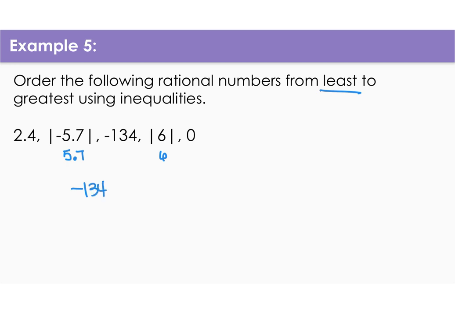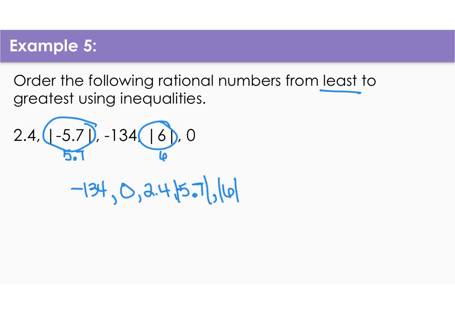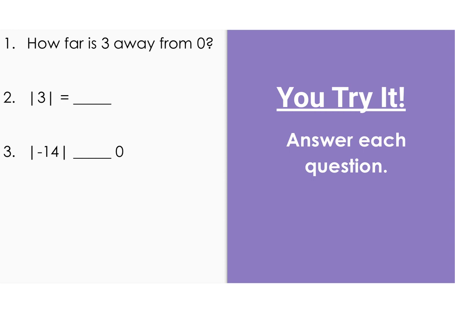So the next number would then be 0. And then I can just figure out what's the next largest, which is 2.4, 5.7, and 6. So the ones that had the absolute value signs in them, we should put those back in and make it look like it originally did. Okay, your turn. You try it.